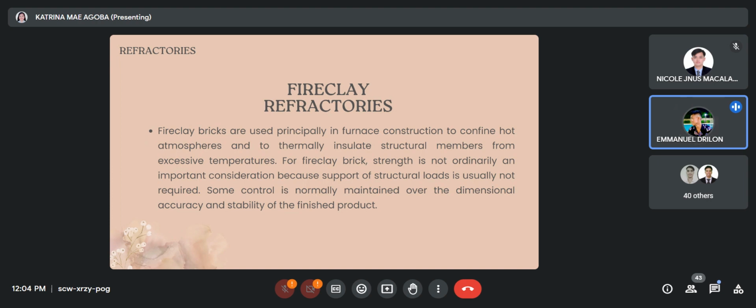So, sa fire clay is madalas lang ginagamit sa mga tulad ng mga furnace na yan. Kaso, ang kagandahan dito is kapag merong acidic gases na nangyari or material na nangyari sa loob ng isang blast furnace, is na-handle niya yun. Ayun. Next.